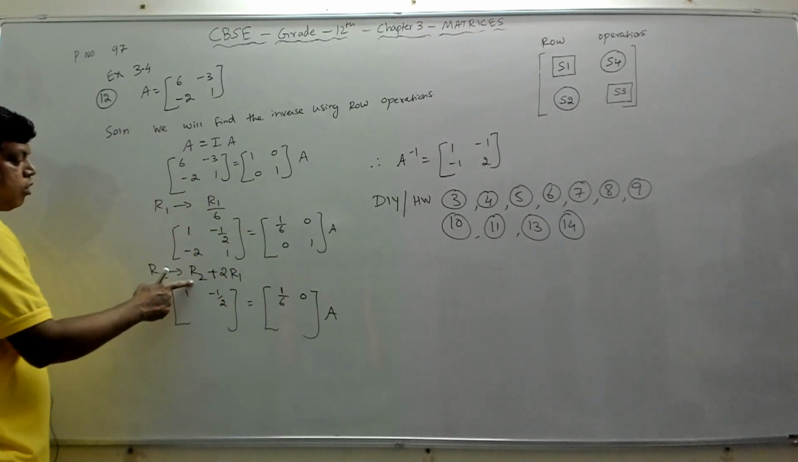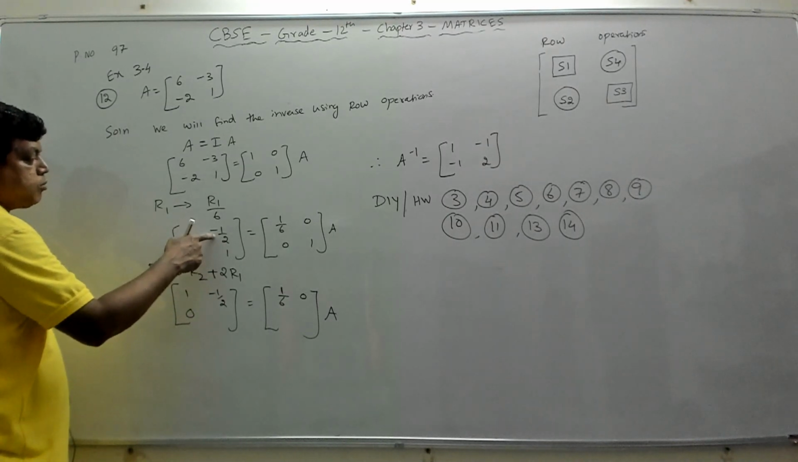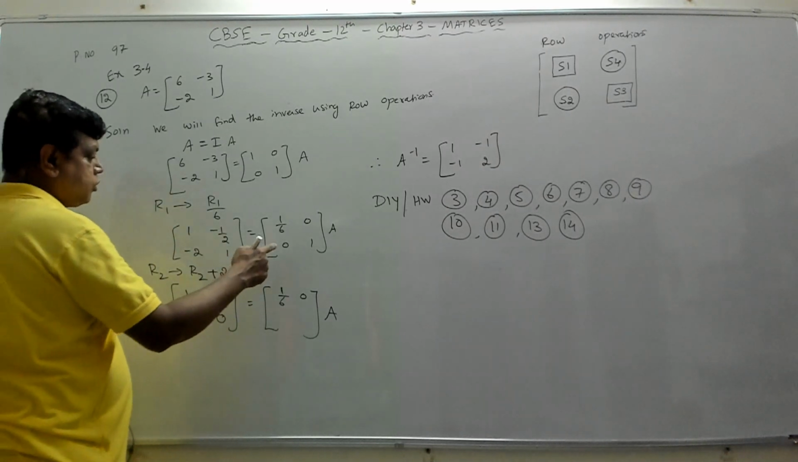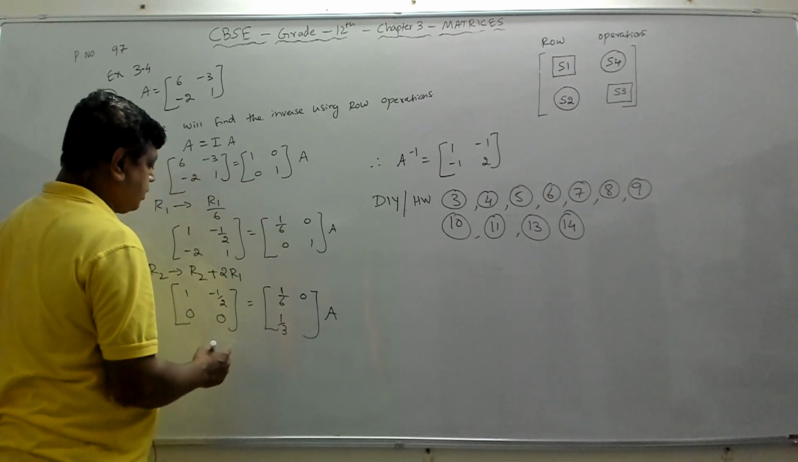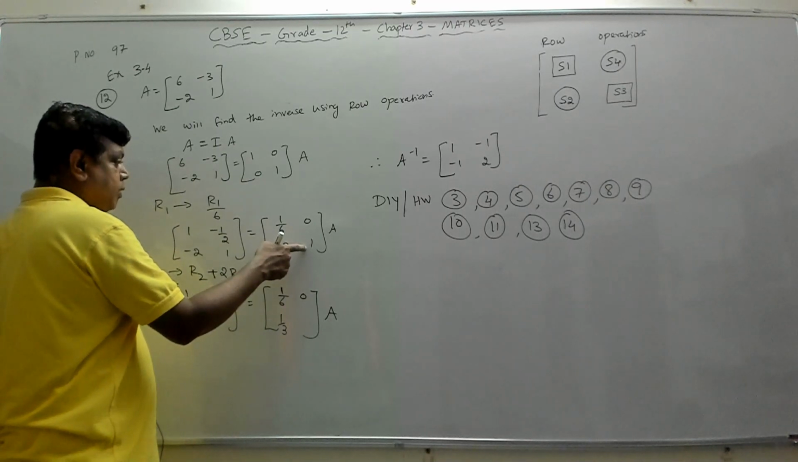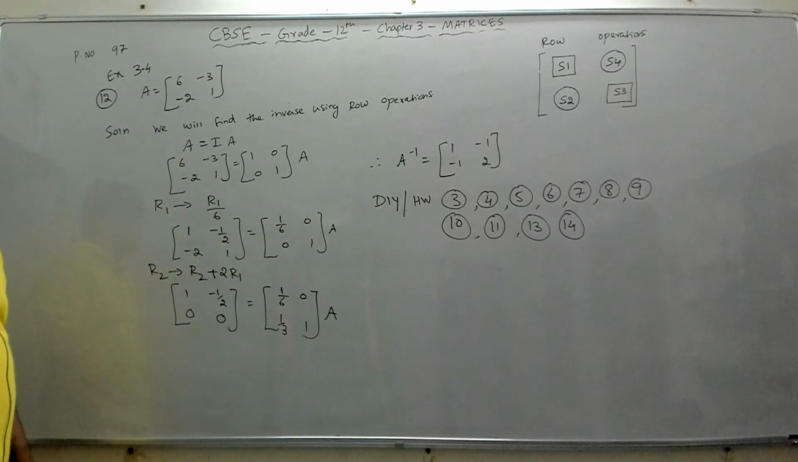Now second row, what is this? Minus 2 plus 2 times 1 is 0. Now 1 plus 2 times minus 1 by 2, that is also 0. Now 0 plus 2 times 1 by 6 is 1 by 3. Now 1 plus 2 times 0 is 1. Now what have we got?